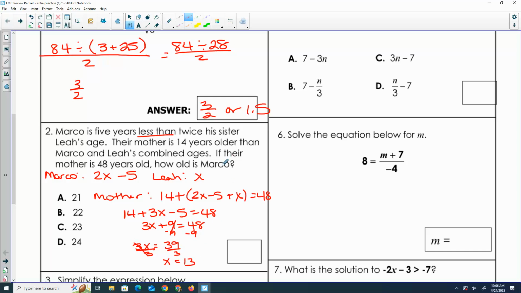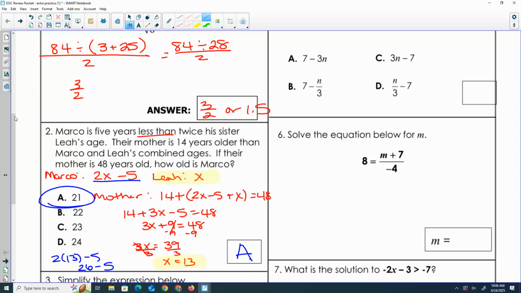The question is, how old is Marco? x is Leah's age. So to get Marco, we have to plug our x in here. So 2 times 13 minus 5. 26 minus 5 gives us 21.